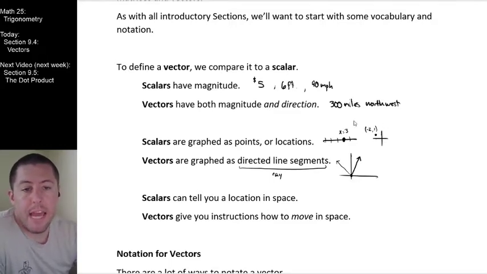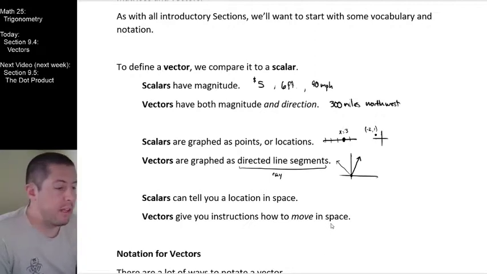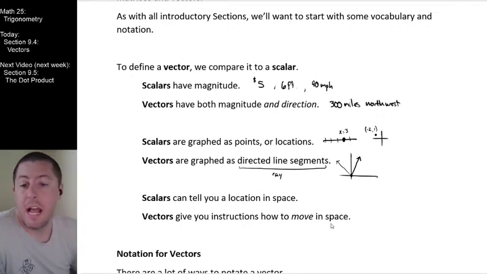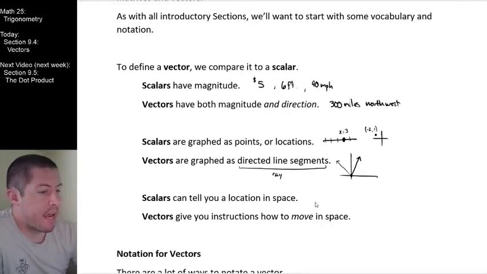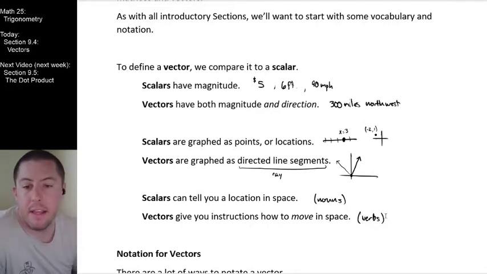Scalars tell us locations in space, like we graphed up above. Vectors tell us how to move in space, right? So when we look at the scalar, it is telling us where we are. Vectors tell us how to move. So vectors are instruction sets. I sort of like to think about scalars as being nouns, and vectors are like the verb equivalent of the noun right there.